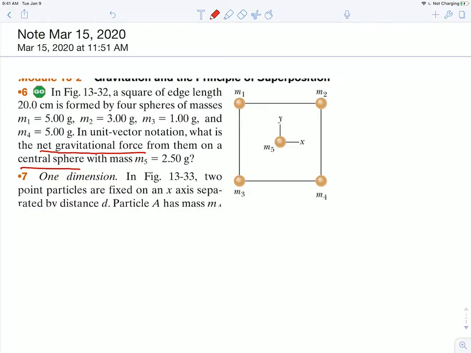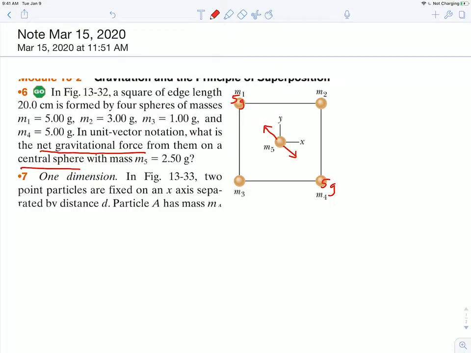But the trickier thing here is that we have 4 different objects pulling or pushing on it. So M1, which is 5 grams, and M4, which is 5 grams, those are going to attract in exactly equal and opposite directions, right? Because R is the same and M is the same for each of those. Those cancel out. That's a nice thing. So really all we care about is what effect M2 and M3 have.